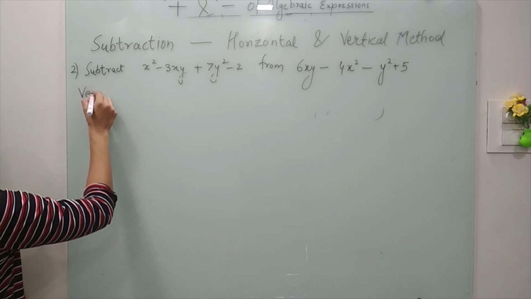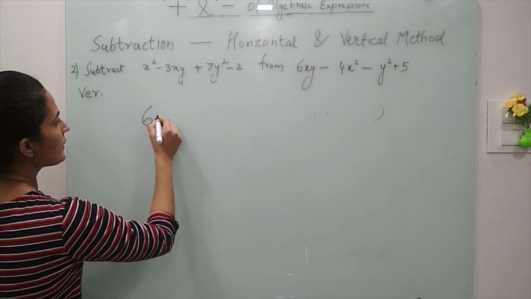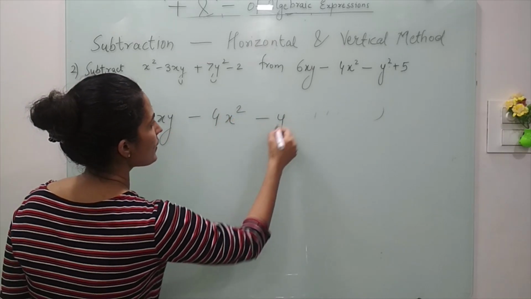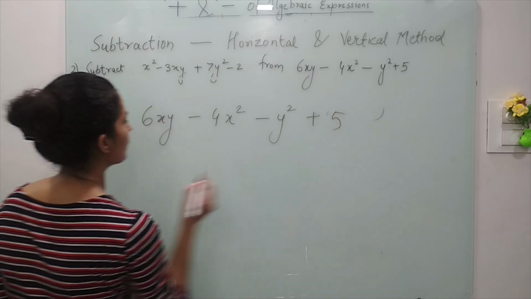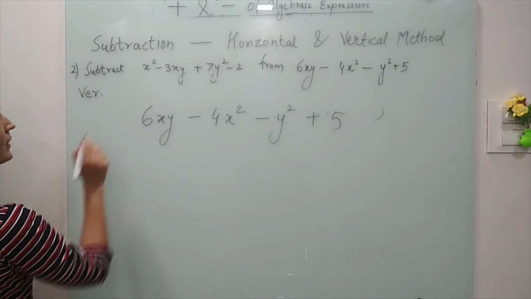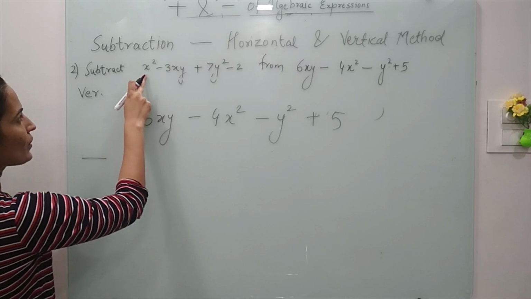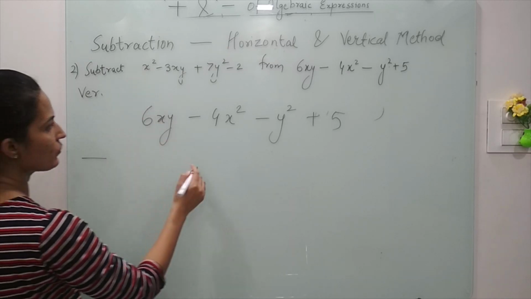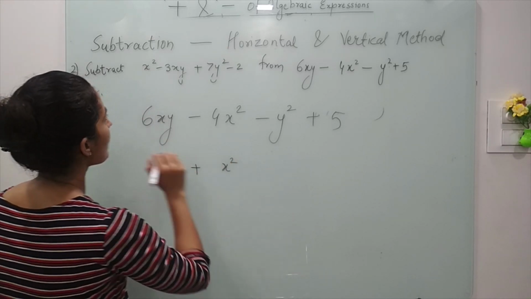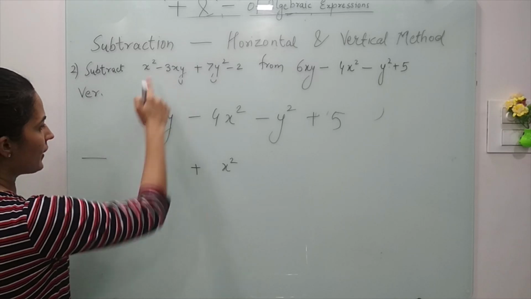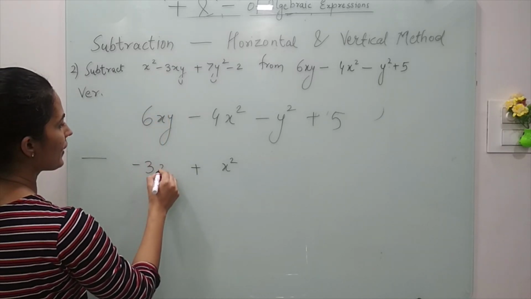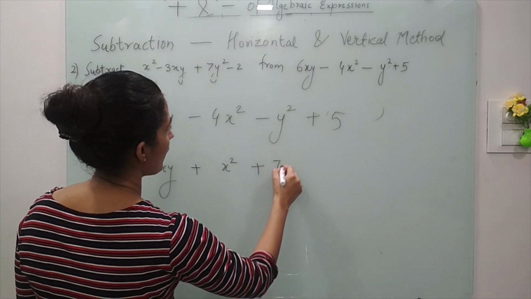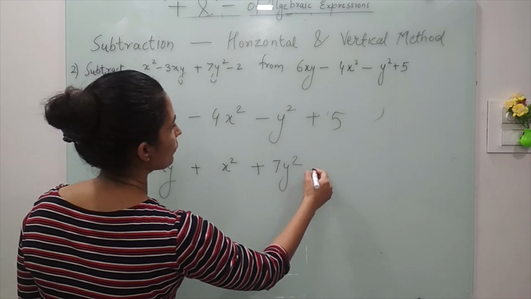Now we are doing it using vertical method. That is 6xy minus 4x square minus y square plus 5 minus this expression. Now this x square will come below this. These are the like terms. The sign of this x square is plus, so I will put here as plus x square minus 3xy. Sign is minus here. I'll take here as minus 3xy plus 7y square. So below this plus 7y square minus 2.